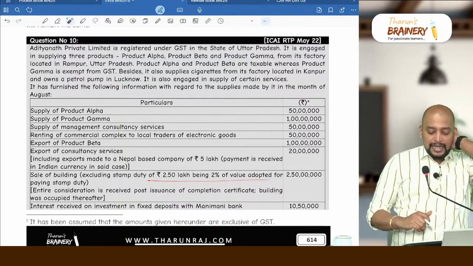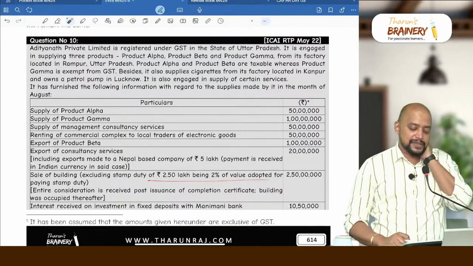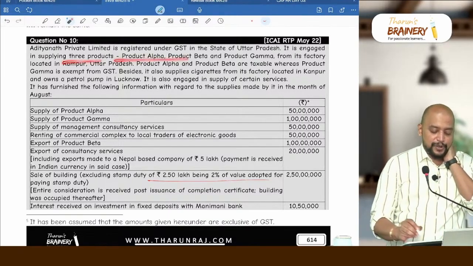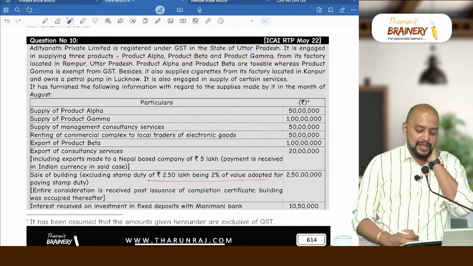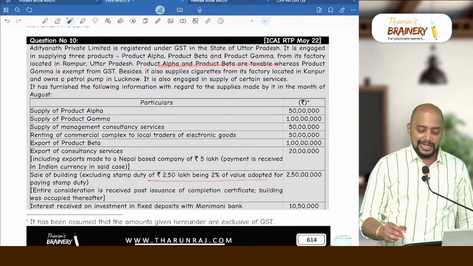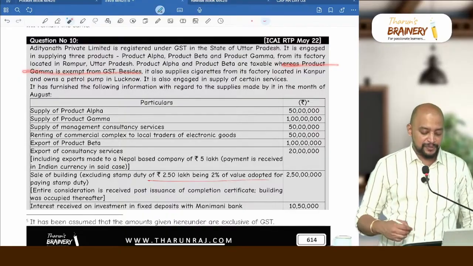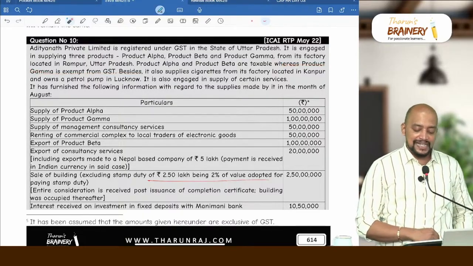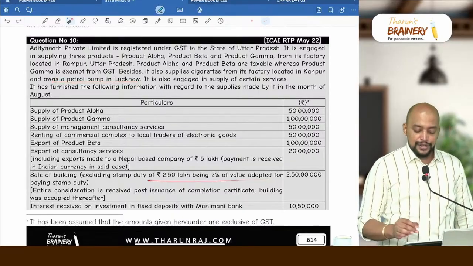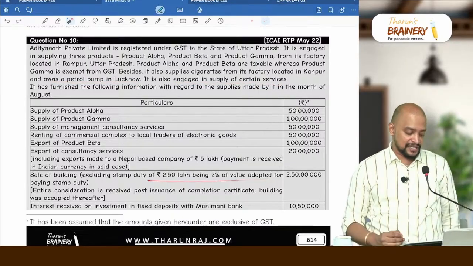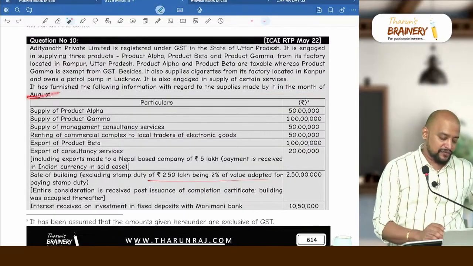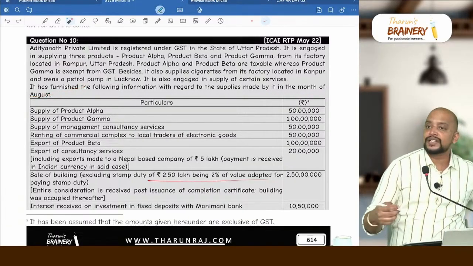Question number 10. Adityanath Private Limited is registered person under GST in the state of Uttar Pradesh. It is engaged in supplying three products, product alpha, product beta and product gamma from its factory located in Rampur, Uttar Pradesh. Product alpha and product beta are taxable, whereas product gamma is exempt from GST. Besides, it also supplies cigarettes from its factory located in Kanpur and owns a petrol pump in Lucknow. It is also engaged in supply of certain services. It has furnished the following information with regard to supplies made by it in the month of August. So they have given a lot of outward supply details.